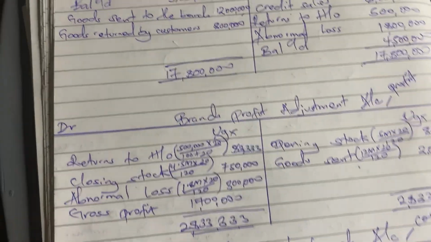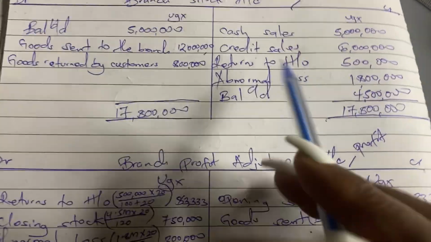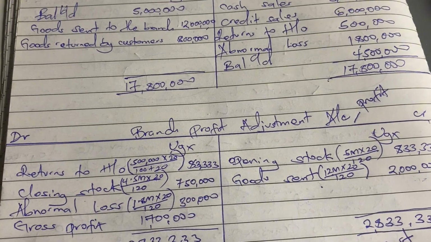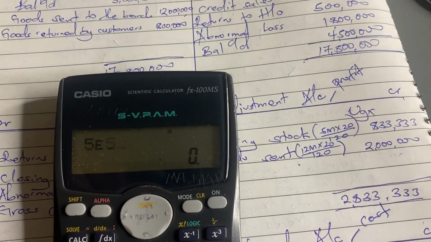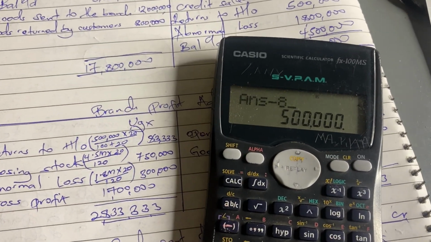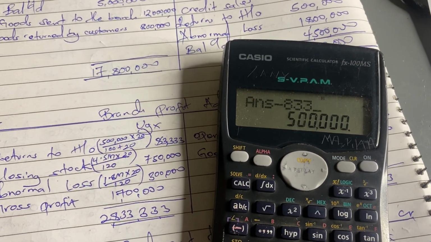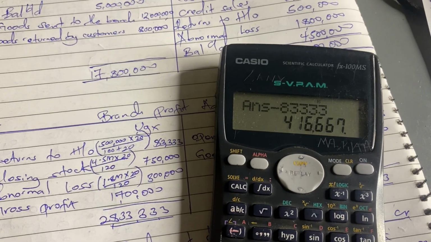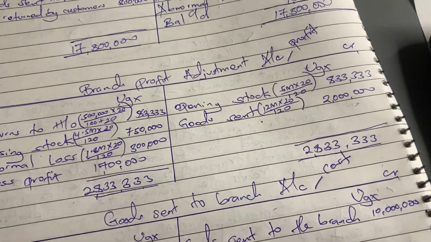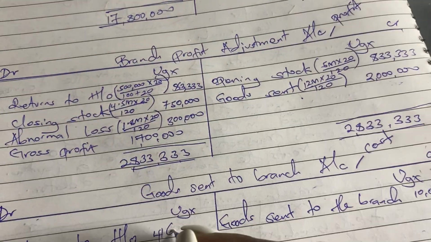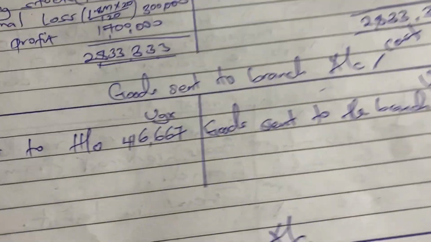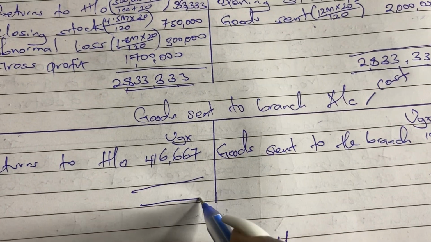Then this side returns to head office. Here, 500,000 minus 83,333, it's 416,667. That is it. Then we balance.